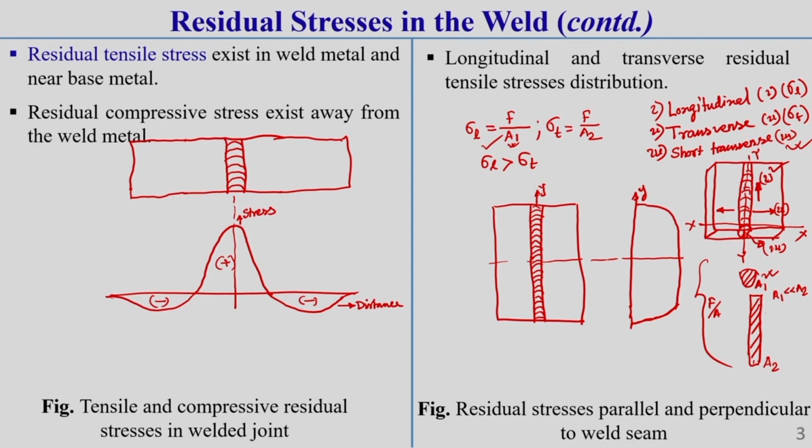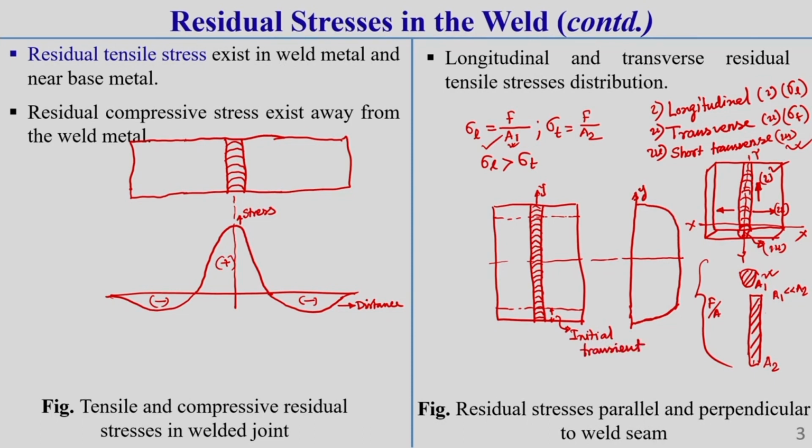What I am saying is that in the middle zone the residual stress distribution is more or less uniform in nature. If we categorize this weld zone, we can categorize it into 3 different zones. In the initial zone, once the welding has just started, the temperature gradually increases. So this zone is called the initial transient zone.